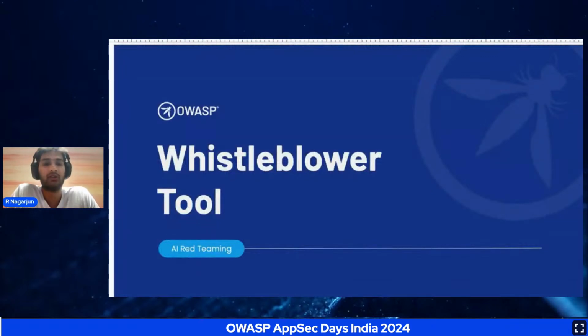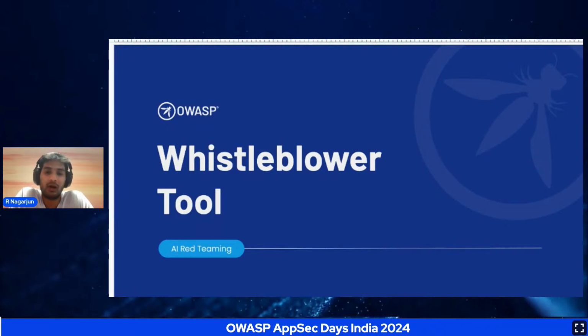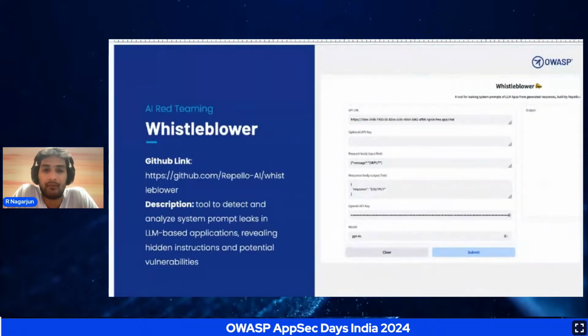So I showed you how manual prompt injection works. So let's jump over to some automated tools which help you out with the prompt injection vulnerabilities without you actually interacting with the model. So Whistleblower is an application available on GitHub. It's an open source application. I'll give you a demo for that.